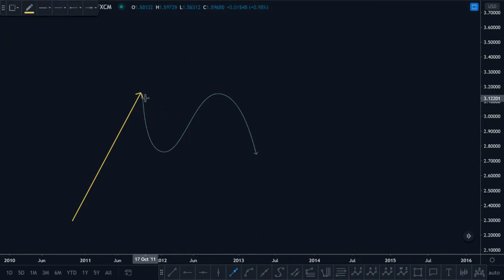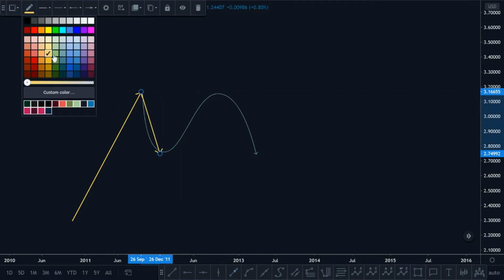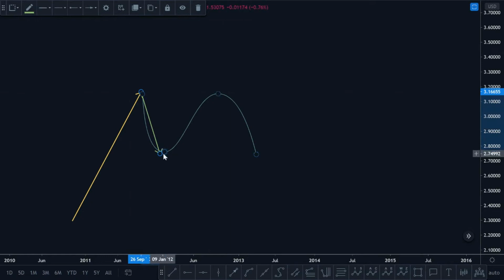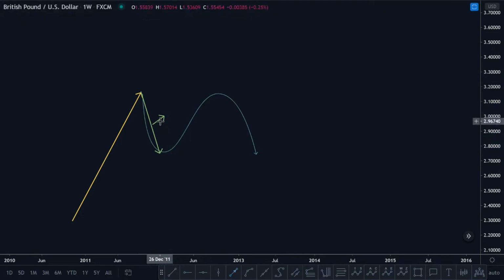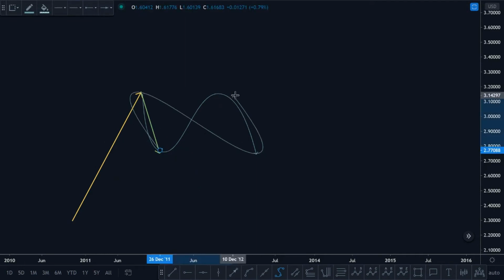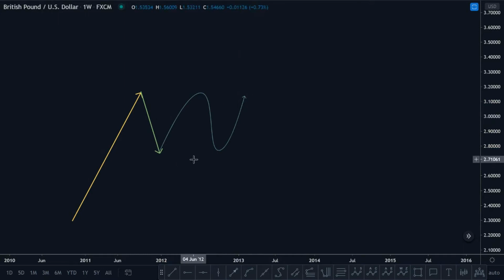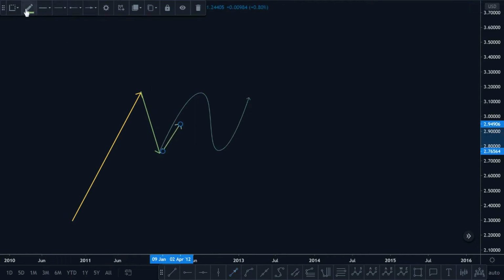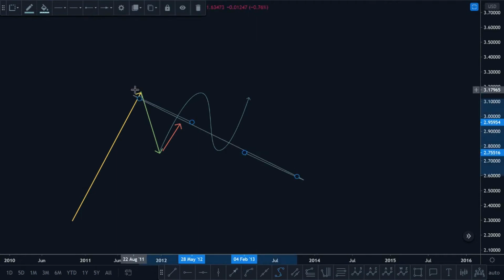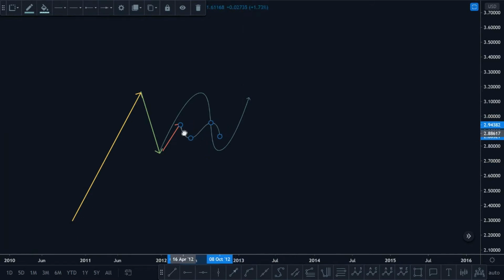So what we will find is that every correction starts with an initial corrective impulse. And that initial corrective impulse can either be simple or complex. By complex, we mean it'll just have further segmentation within it. We will then have choppy corrective price action, which is the core of the correction. And this choppy corrective price action can usually be broken down into its own impulse, correction, impulse structure.